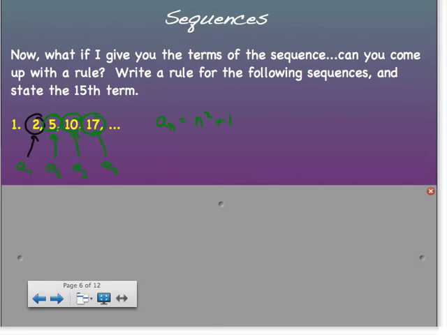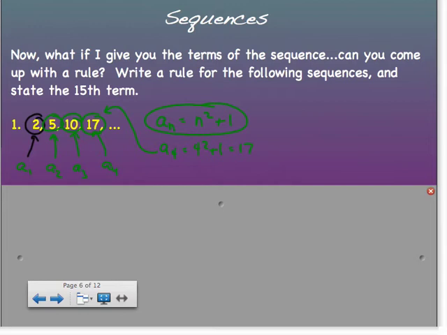If I wanted to know a sub 4, we already know that a sub 4 should give me 17, but if I do that, it's really 4 squared plus 1, which hopefully is 17, which is exactly what we generate right here. So that rule right here tells me how to describe the pattern in general for whatever term I want, not just the four terms that are listed.